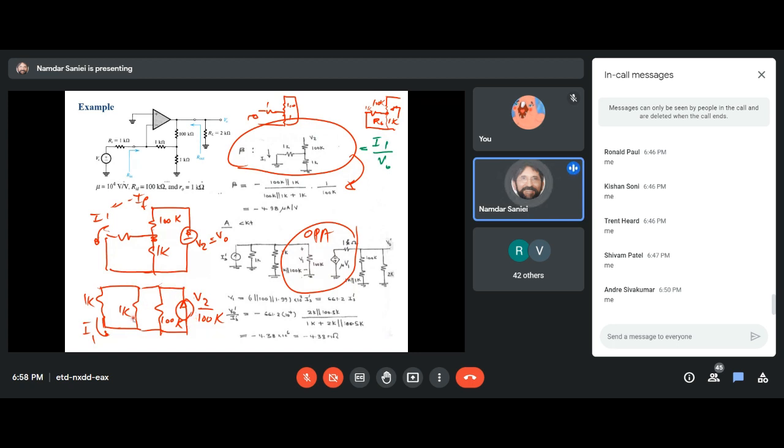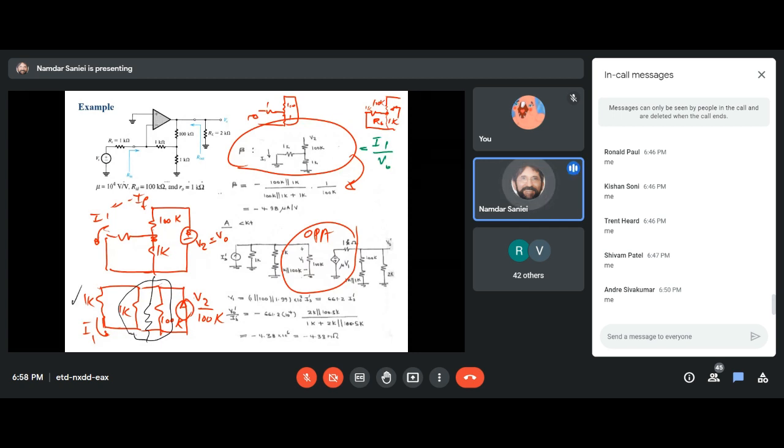Then all these resistances are sitting in parallel. Now, this current source is divided between this 1K and the parallel combination of these two. So let me draw this here. So these two are going to be one resistance, right? And that resistance is in parallel with the 1K here.